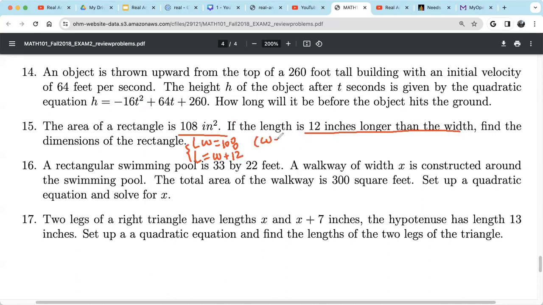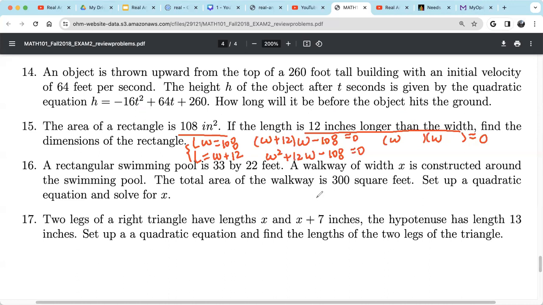W plus 12 times W, minus 108. Move 108 to this side, making the other side equal to 0. So that's W squared plus 12W minus 108 equals 0. Now we want to factor this, right? And we think of two factors of negative 108 that add up to 12.